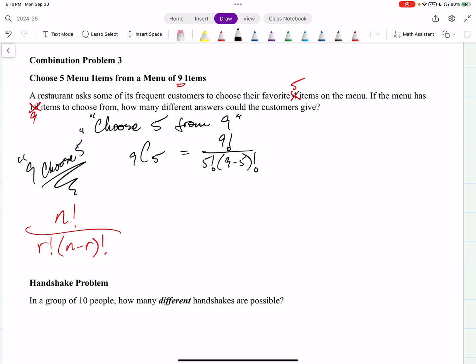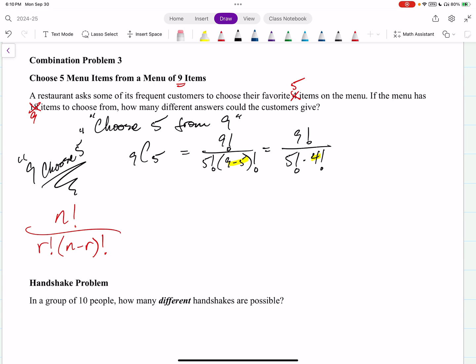Okay, let's check your work. So the first thing we do is we simplify the denominator a little bit. We got a 5 factorial times 4 factorial. Okay, obviously 9 minus 5 is 4. So you simplify a little bit. Now you want to expand the top factorial and stop at the largest factorial in the denominator, which happens to be not 4 factorial, it's 5 factorial.